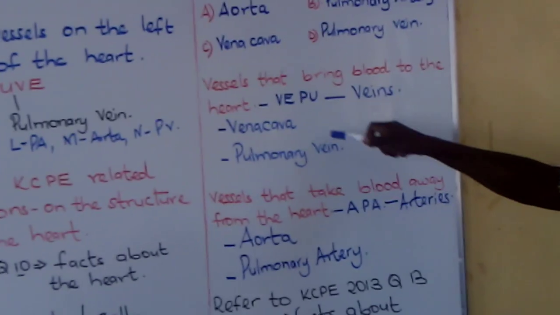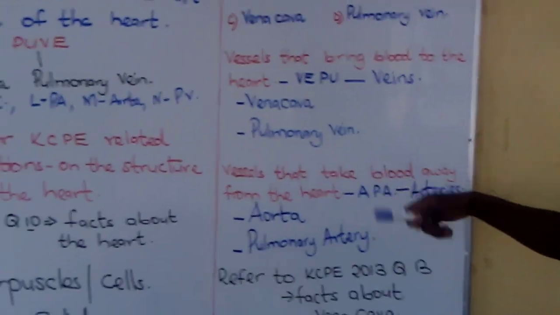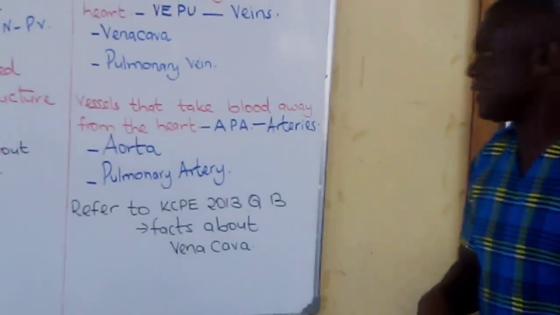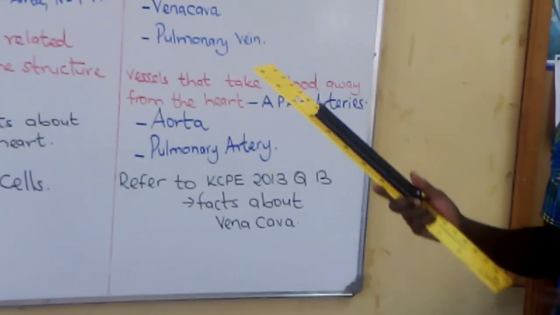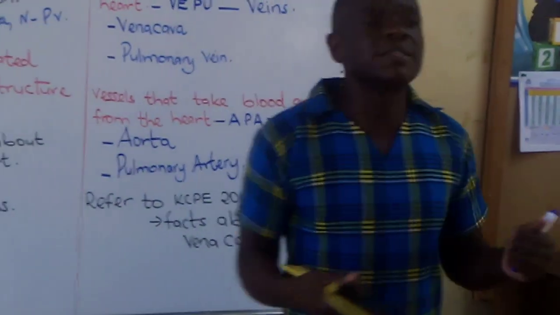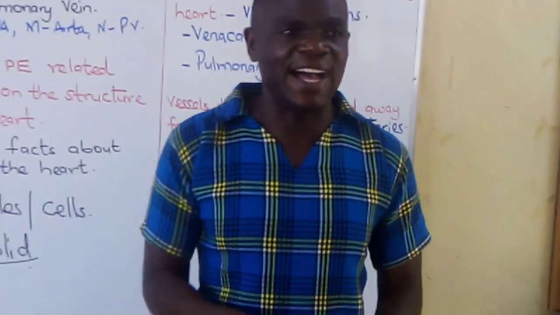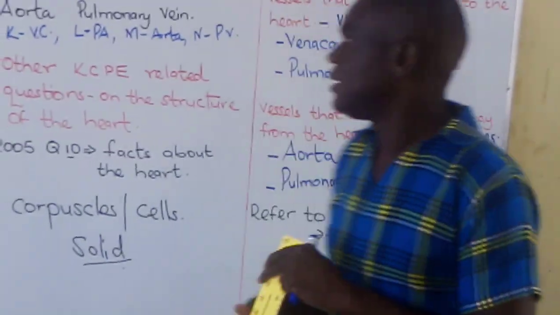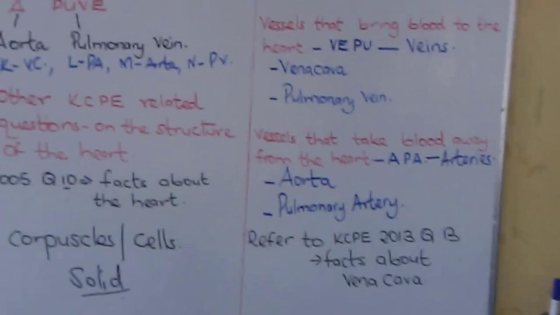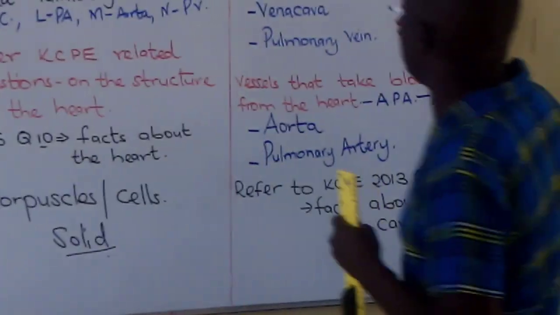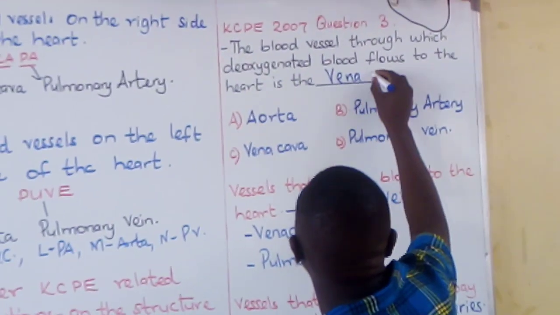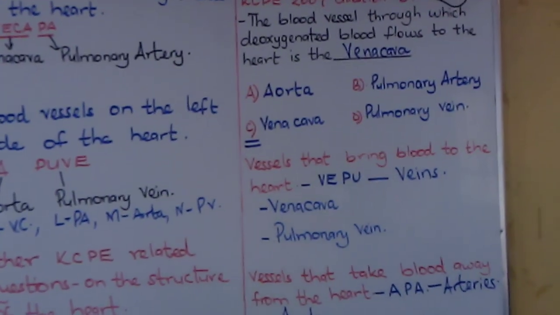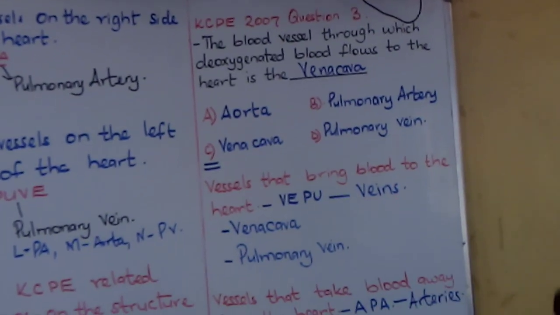Now, having known these, how they flow, from where they are running, and to where they are going, we can be able to answer this question, boys and girls. From that explanation, who can answer that question? Kebata, you have not answered the question today. Please answer the question. Correct, Kebata. And the answer is vena cava. That is choice C, the blood vessel through which deoxygenated blood flows to the heart, vena cava.